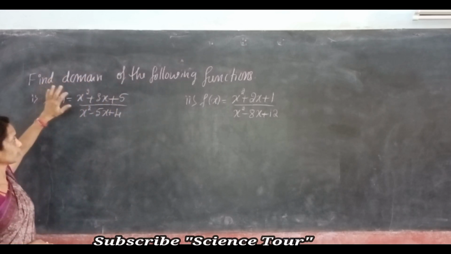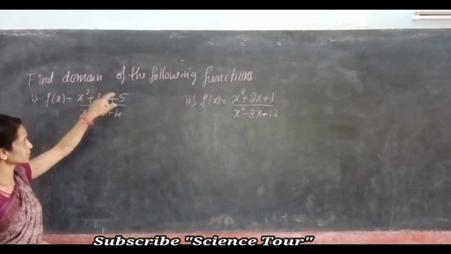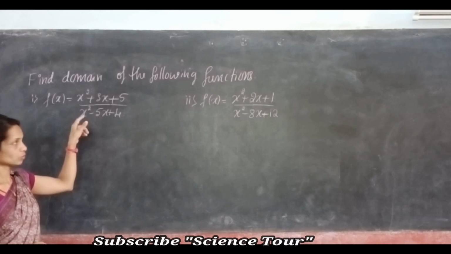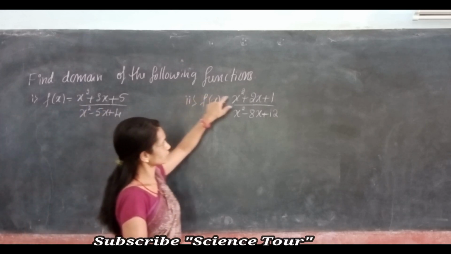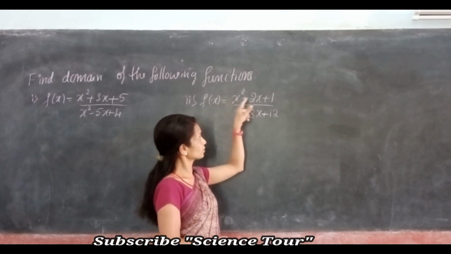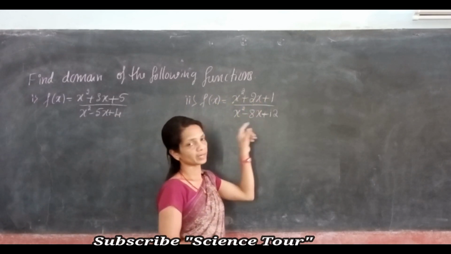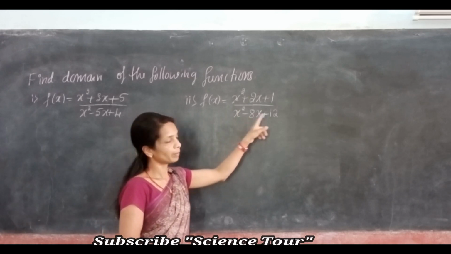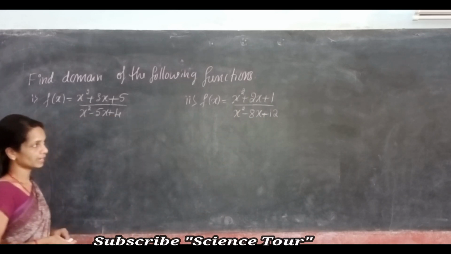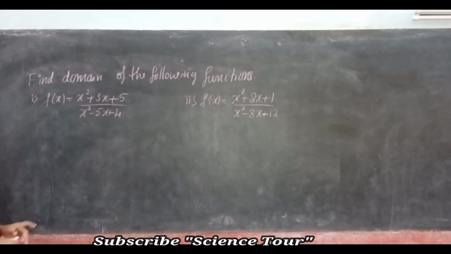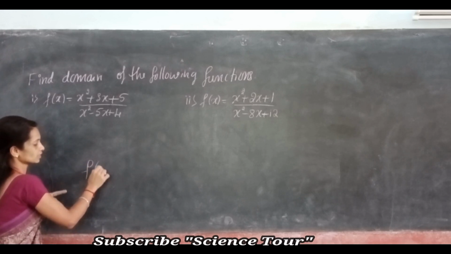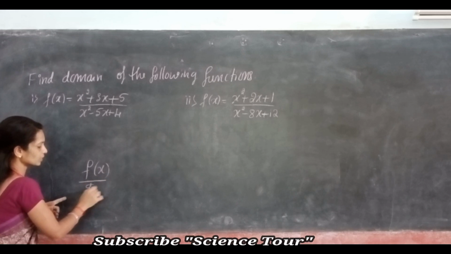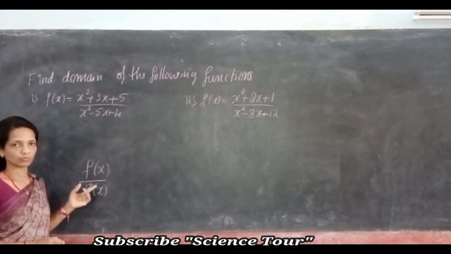First one is f of x equal to x squared plus 3x plus 5 divided by x squared minus 5x plus 4, and the second one is f of x equal to x squared plus 2x plus 1 divided by x squared minus 8x plus 12. You can see that both are rational functions. Suppose you are given a rational function, you know that it is of this type, f of x by g of x type.